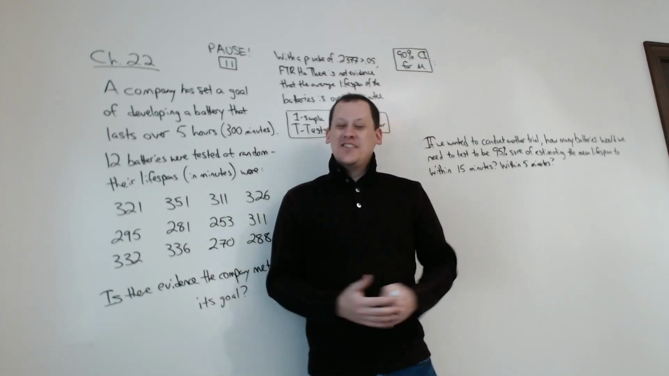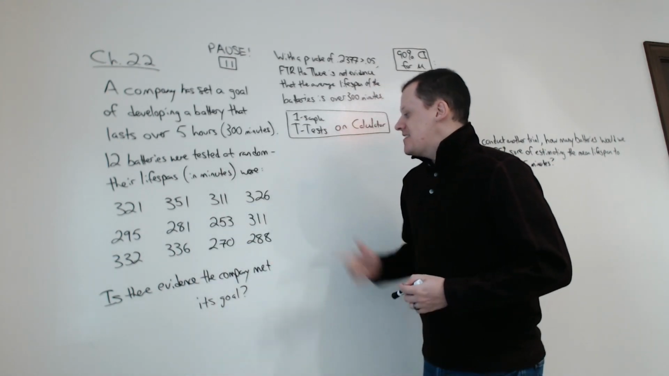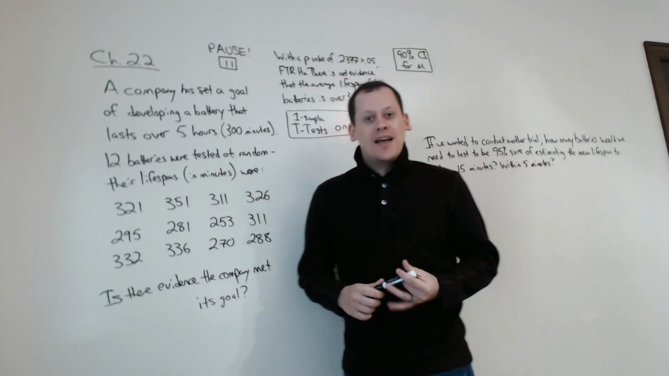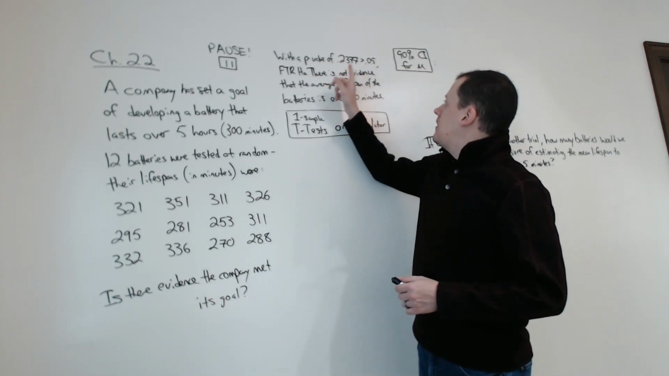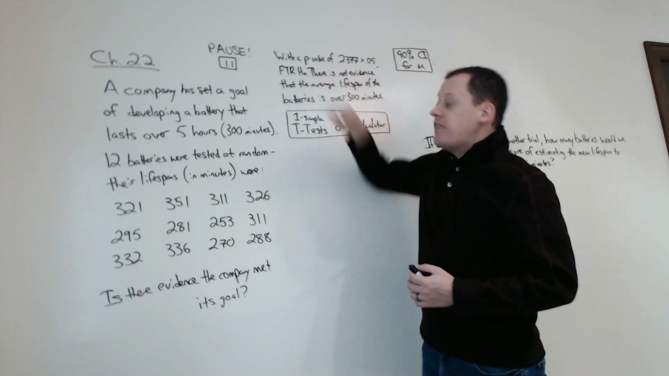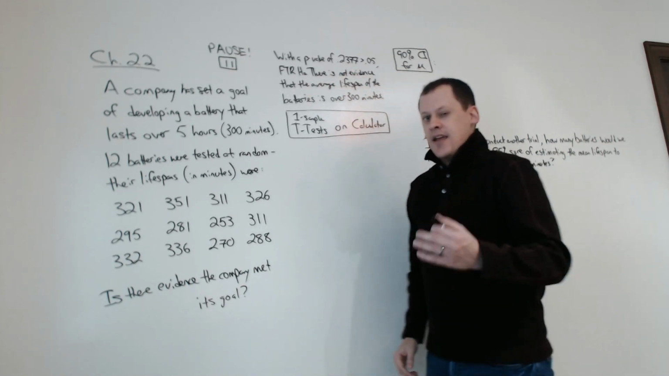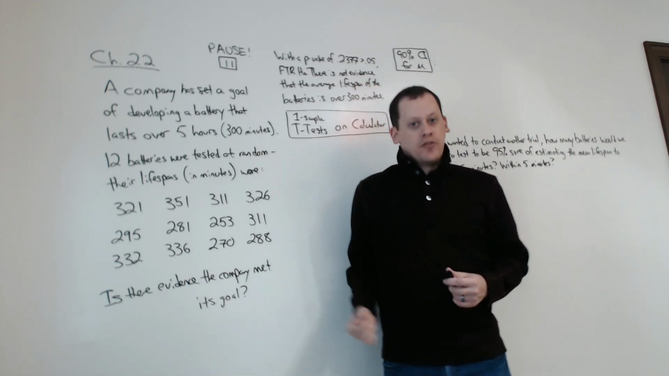And welcome back to Chapter 22. Last time, we performed a hypothesis test over this example involving the lifespan of these batteries, and we determined that with such a high p-value, 0.2377, we failed to reject the null hypothesis and concluded that there is not evidence that the average lifespan is over 300 minutes.